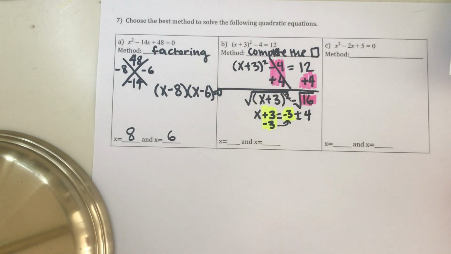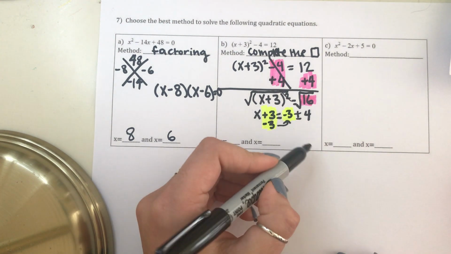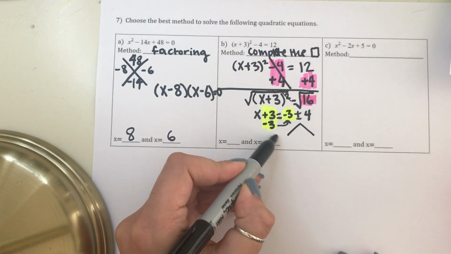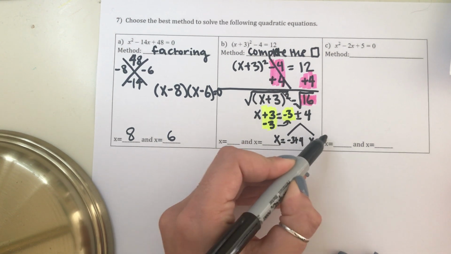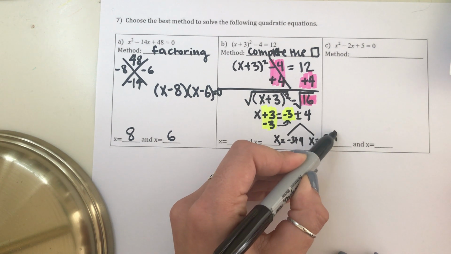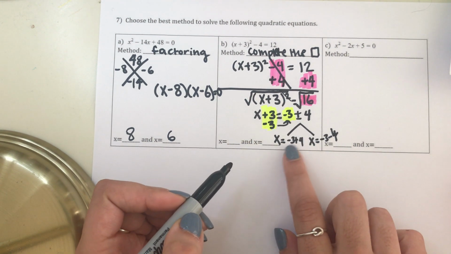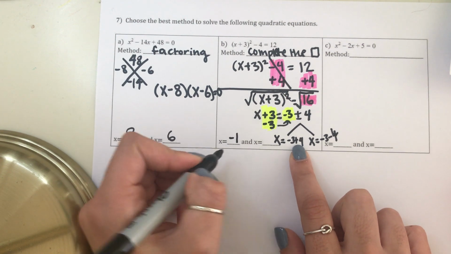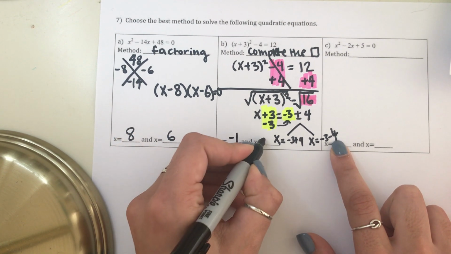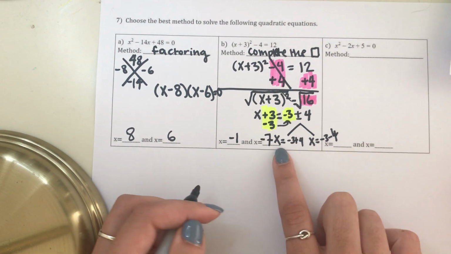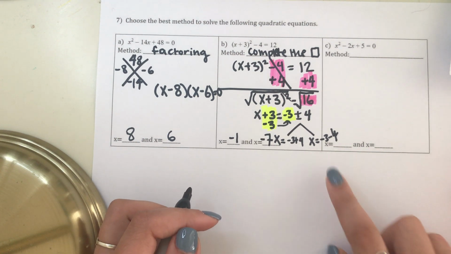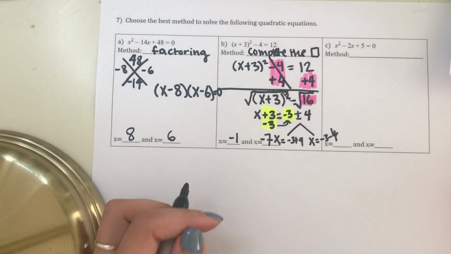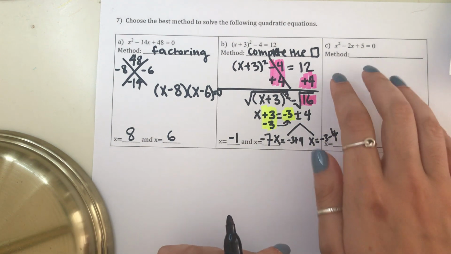So I'm almost done, but what I need to do in order to write my final answers is branch out. So I'm going to solve here. x equals negative 3 plus 4, x equals negative 3 minus 4. Okay? So negative 3 plus 4 is going to be negative 1, and negative 3 minus 4 is going to be negative 7. If you have trouble with adding positives and negatives, just type that into the calculator and it will tell you the right answer. Or at least check your work to make sure that you got the right answer. So now we're done with part B.